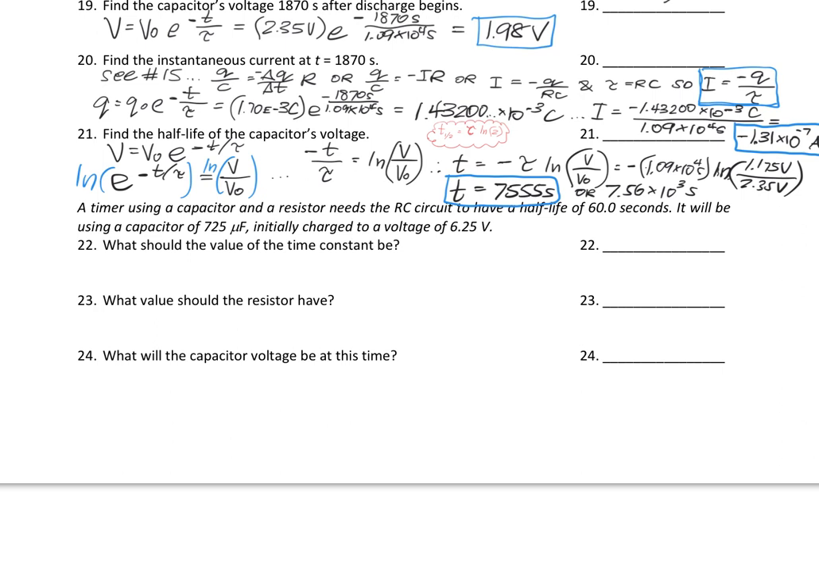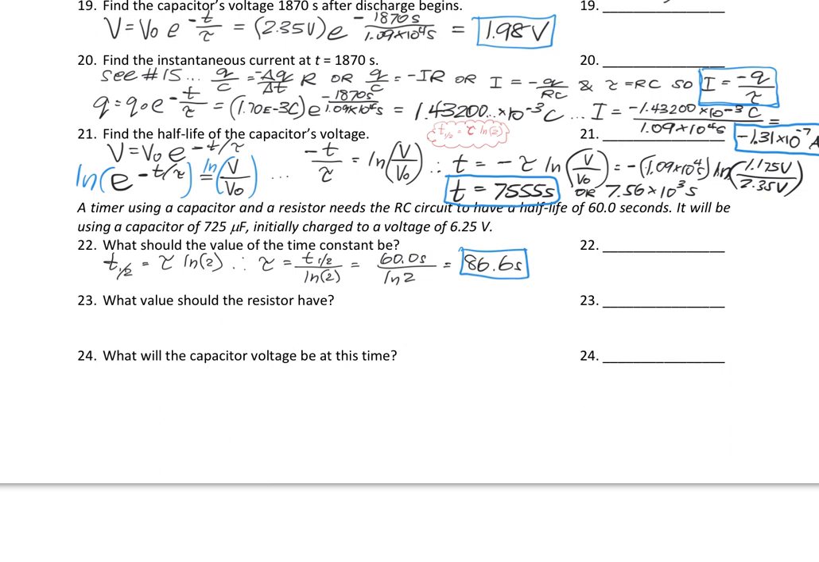All right, we have an RC timer, and it needs to have a half-life of 60 seconds. They have the initial capacitor charge and the initial voltage. What should the value of the time constant be? Let's use that handy-dandy formula that I just wrote down. The half-life is the time constant times the natural log of 2, therefore the time constant is the half-life divided by the natural log of 2. And we get a time constant of 86.6 seconds.